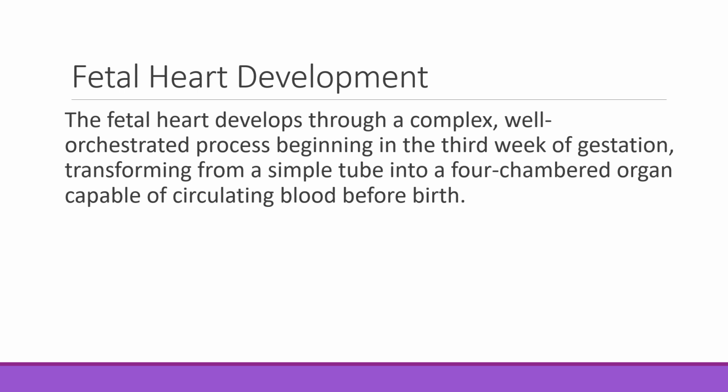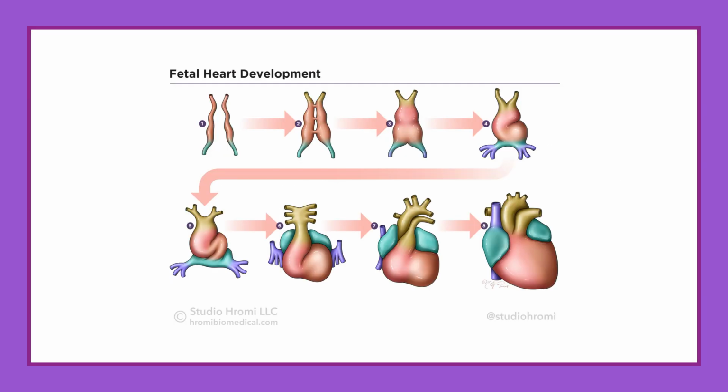The last little part that we talk about here is fetal heart development. The fetal heart is going to develop through a very complex, well-orchestrated process that begins about the 3rd week of gestation, transforming it from a very simple tube into a 4-chambered organ that's capable of circulating blood before birth. It's a misnomer. A lot of people think that mom's blood is circulating through the baby. That is not what is happening.